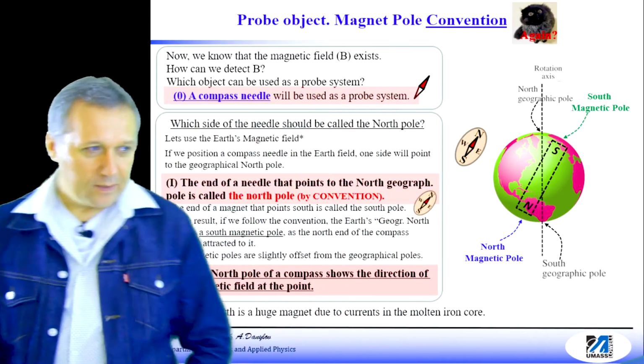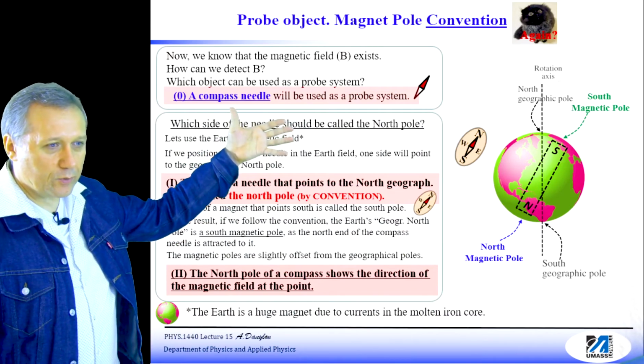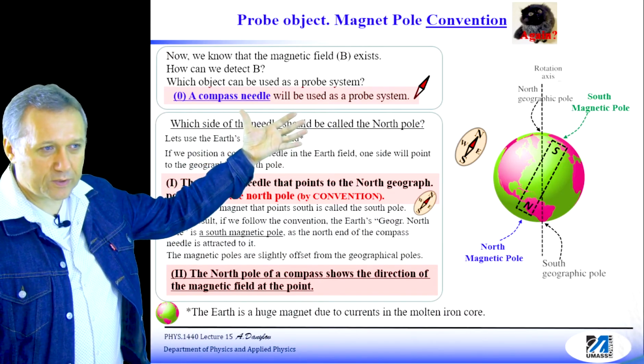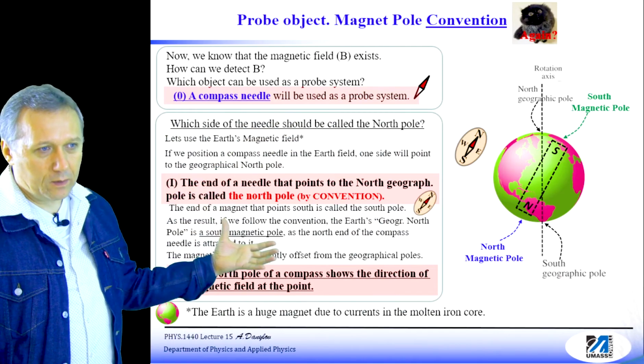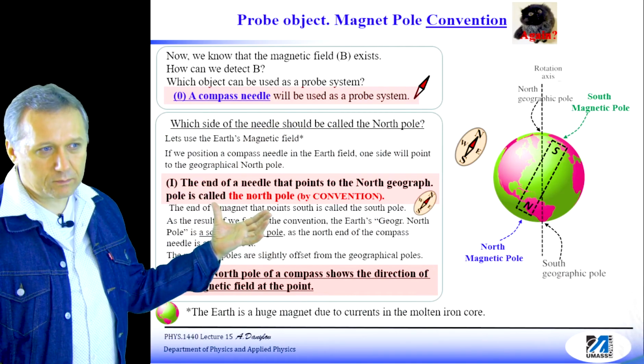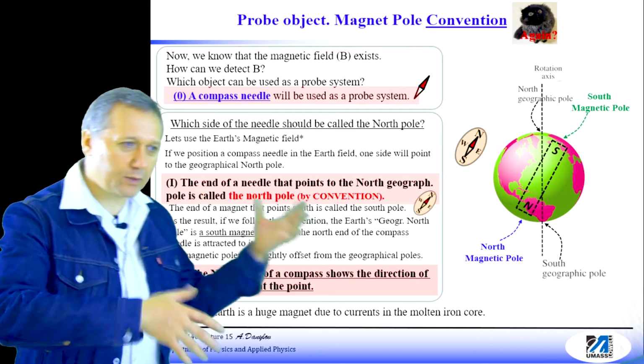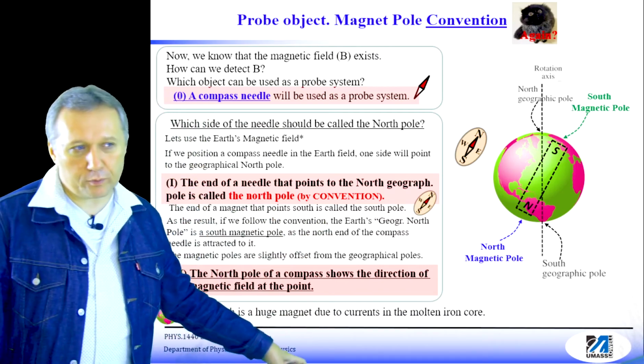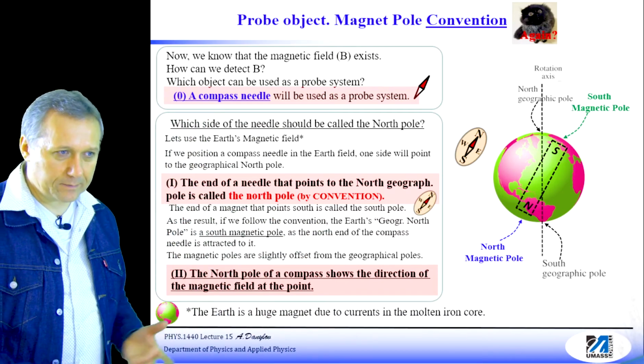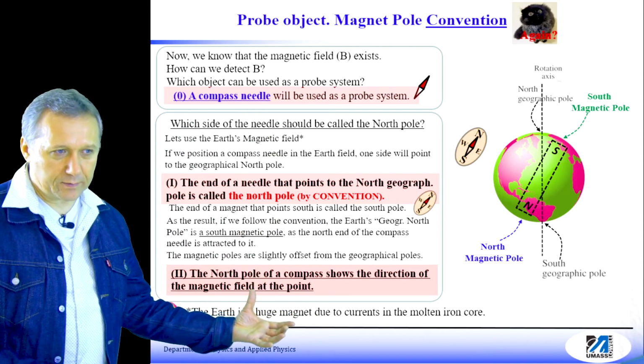Right. Okay, so these are three important things: which probe system we're going to use, then the convention, and then following this convention, we can label all the poles of any magnets. And then the direction of the magnetic field.